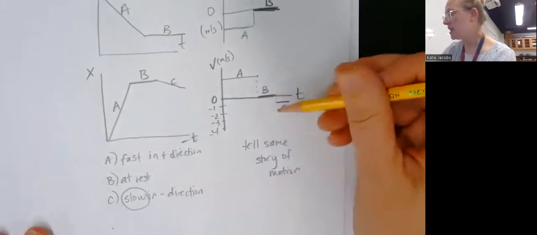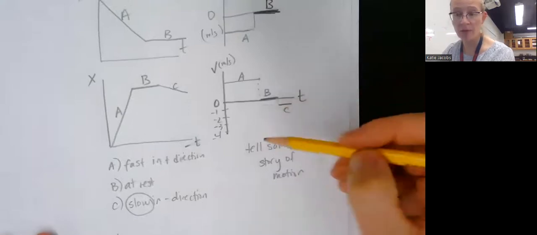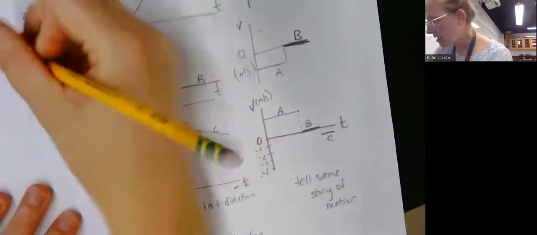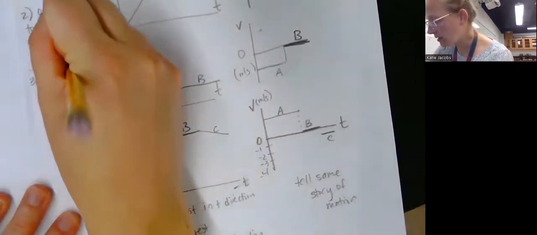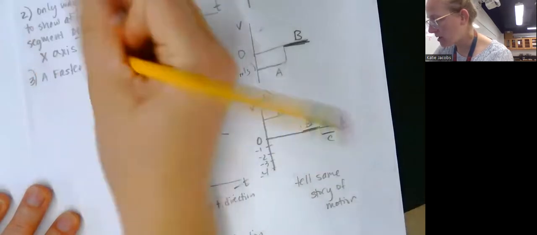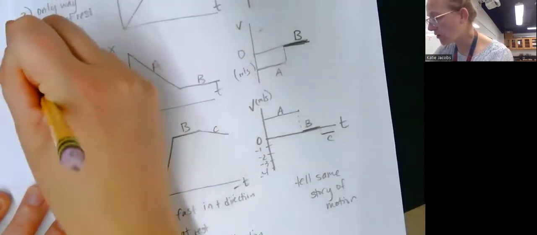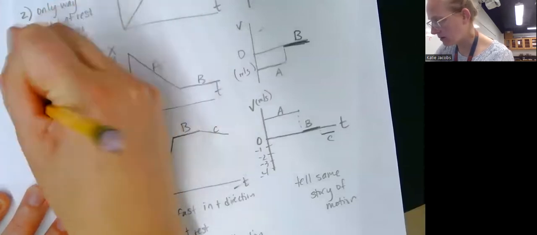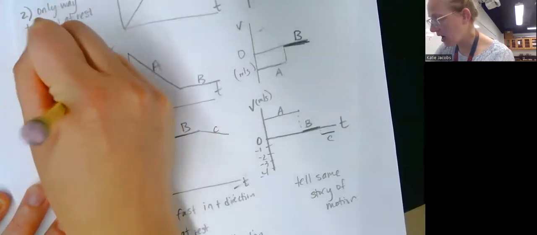So here I'm seeing another key idea: whenever I have a segment that's slower or faster, it matters where it is relative to the x-axis. A faster segment is farther away from the x-axis on the velocity graph.